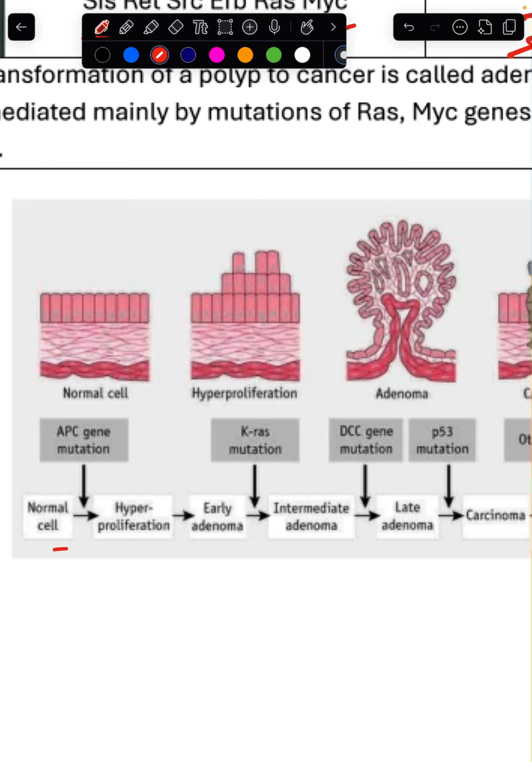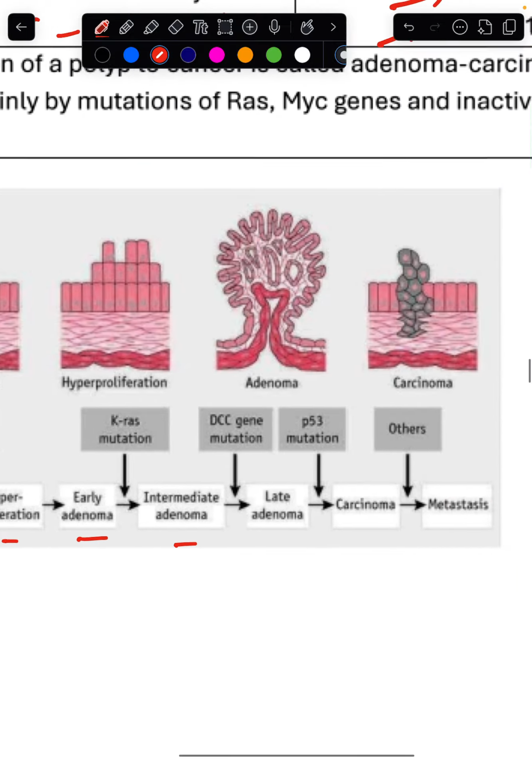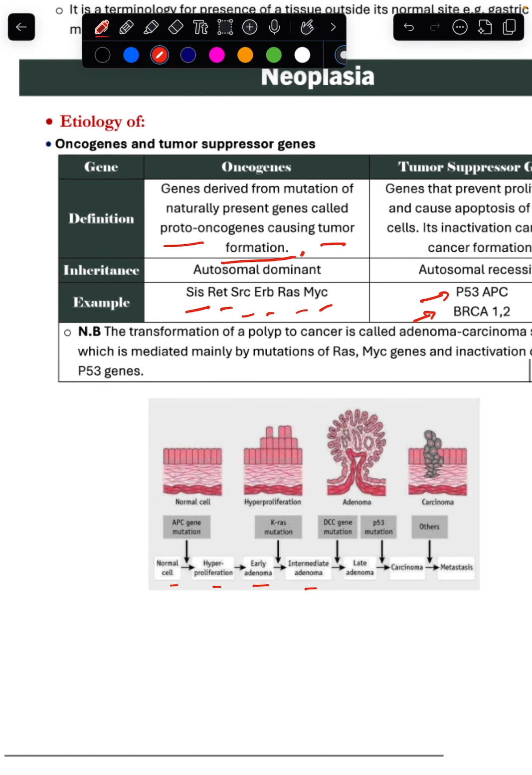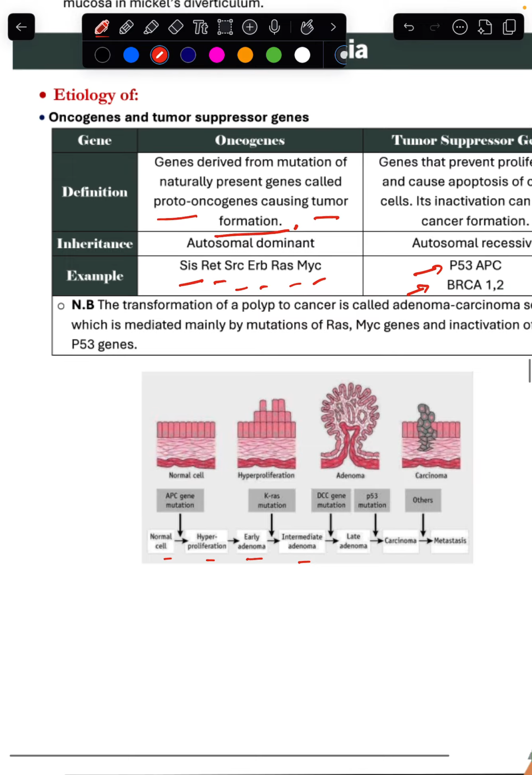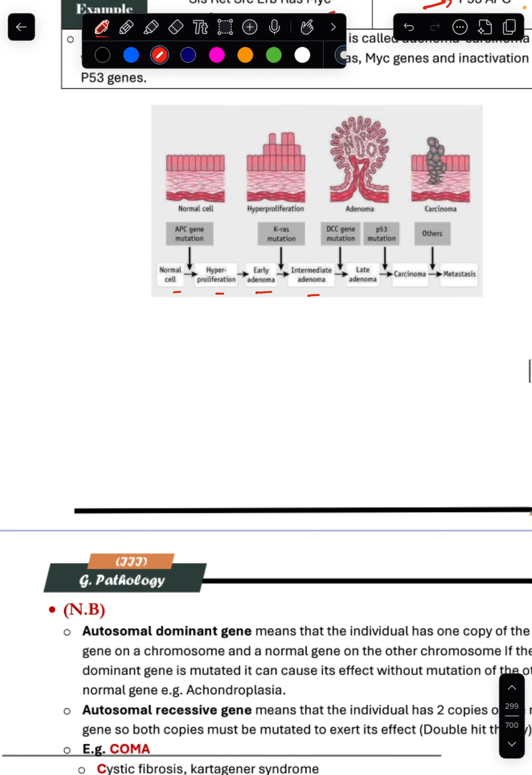Normal cell, hyperproliferation, early adenoma, intermediate adenoma, late adenoma, carcinoma. This is called the adenoma-carcinoma sequence. KRAS mutation, DCC gene, P53, others.